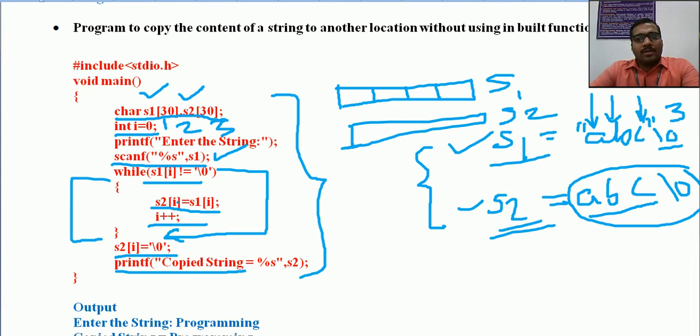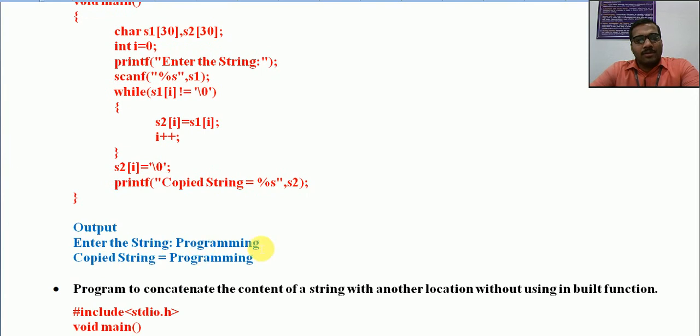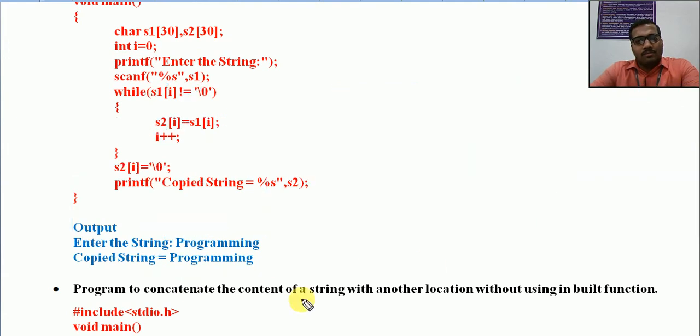You can see one sample output. Enter the string, programming, copied string is equal to programming. So this is the result obtained by executing the same program. Okay, so we'll move to the next program.